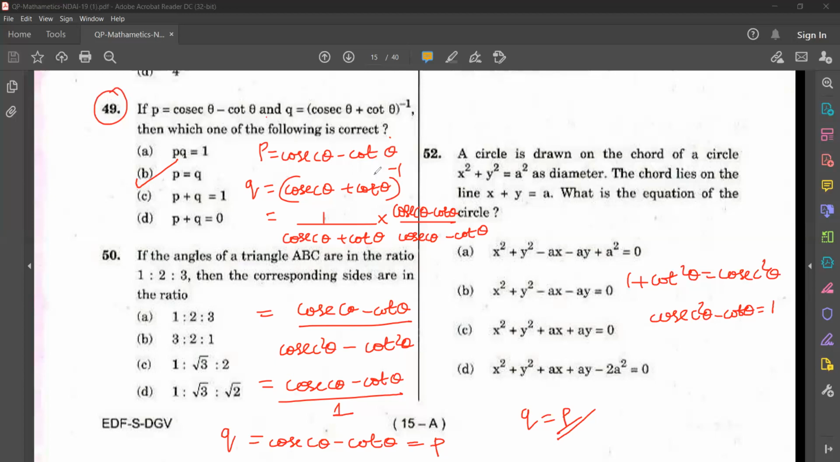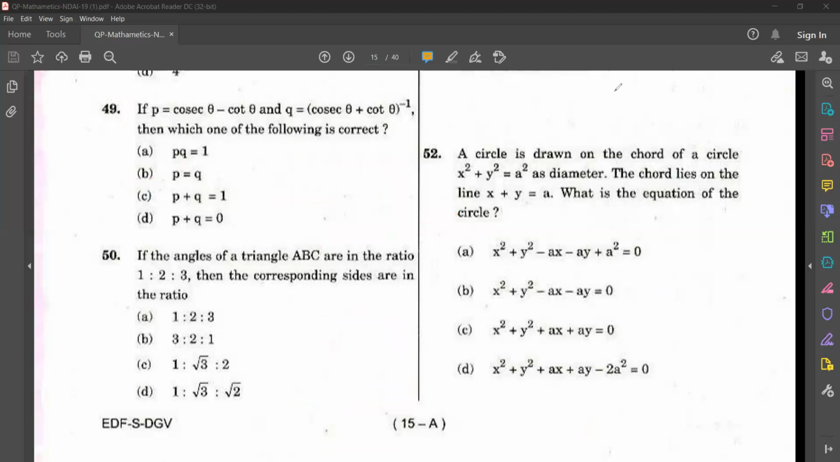Okay. Now go to question number 50. If the angles of a triangle ABC are in the ratio 1 is to 2 is to 3, then corresponding sides are in the ratio 1 is to 2 is to 3, 3 is to 2 is to 1, 1 is to root 3 is to 2, 1 is to root 3 is to root 2. All of you try. Once you get the answer, just comment your answers also.